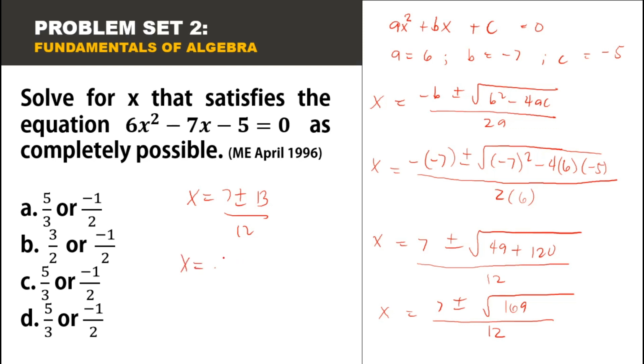So x equals 7 plus 13 over 12, or 7 minus 13 over 12. That gives x equals 20 over 12, or 7 minus 13, that is negative 6 over 12. In lowest terms, 20 over 12, divided by 4, is 5/3, or negative 6 over 12 is negative 1/2. So you have 5/3 or negative 1/2.